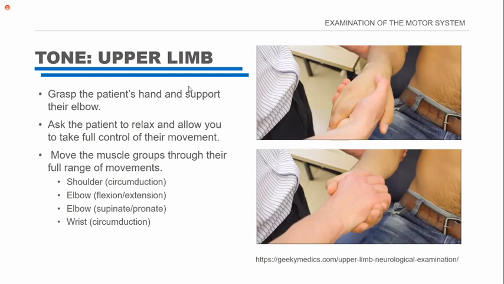At the wrist, you do circumduction. At the elbow, you do flexion and extension, and also supination and pronation. At the shoulder joint again, you do circumduction. Circumduction is a rotatory movement. At the wrist you do rotatory movement, and at the shoulder you also do rotatory movement to look for the tone.